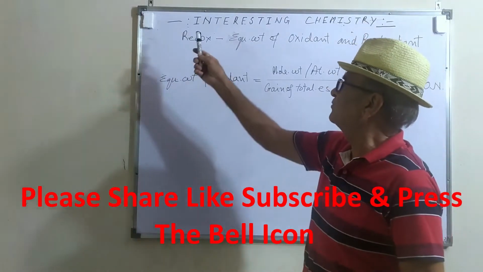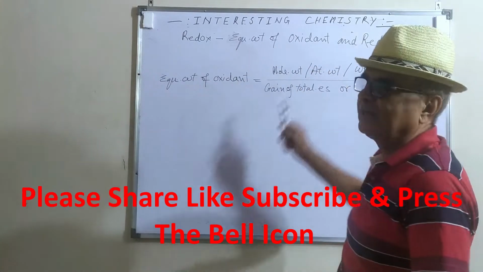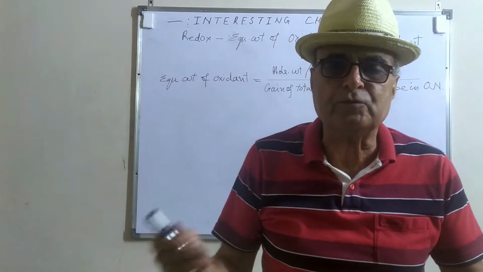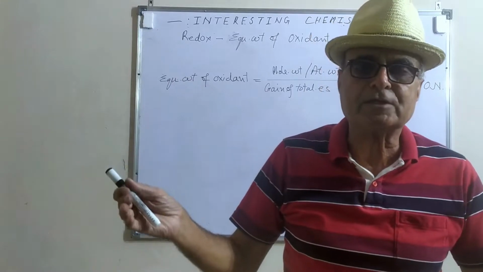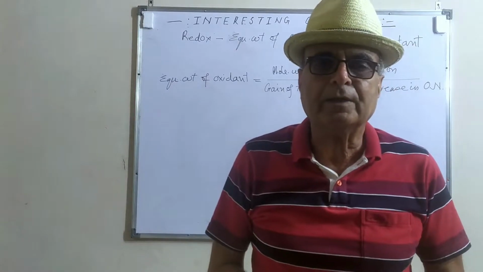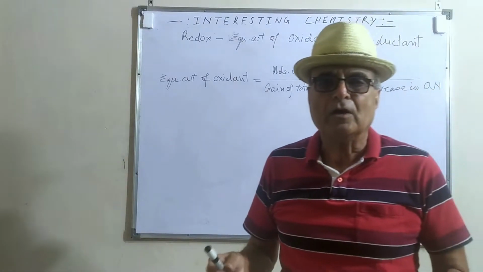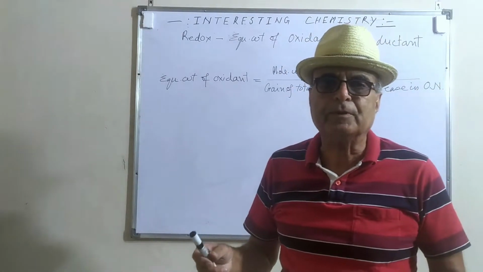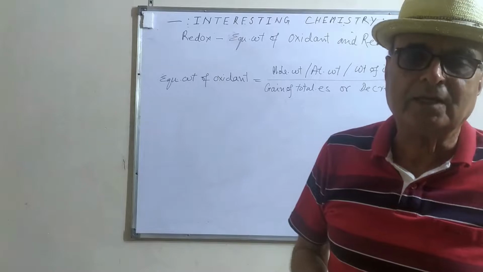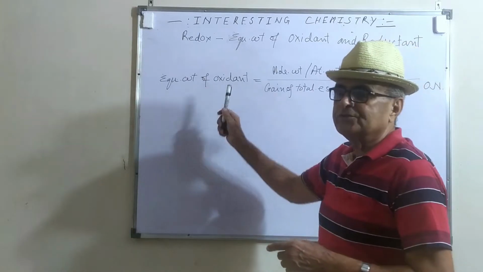In continuance of the redox reactions, today I am going to explain the equivalent weight of the oxidant and reductant. I hope that you have watched my previous video in which I explained oxidation, reduction, oxidation number and the balancing of redox reactions or ionic reactions by the oxidation number method or ion electron method. Today I am going to explain the equivalent weight of the oxidant.